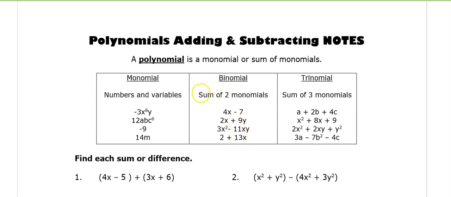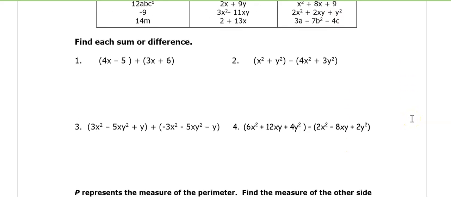Sum means we combine it. So it's the combination of, not always just adding, it could be subtracting. And trinomial means three terms together. So now we're going to find each sum or difference of these examples. And in class, I may alter which ones we actually perform, just to give you all a heads up.